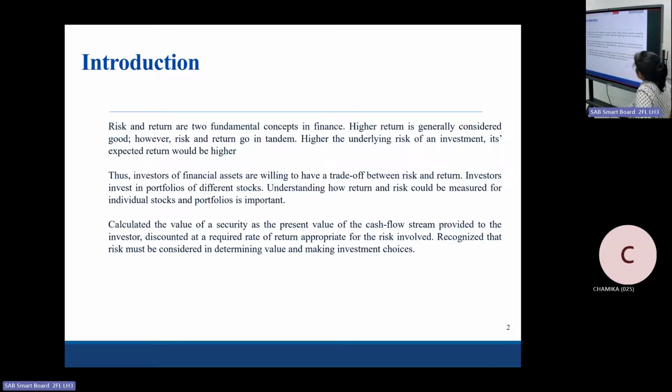Risk and return are two fundamental concepts in finance. Higher returns are generally considered good. Yes, we feel like this. Normally, when we are getting high interest, we are very happy. We are getting a large amount of interest, a large amount of dividends. But risk and return go in tandem. Higher return implies high risk.